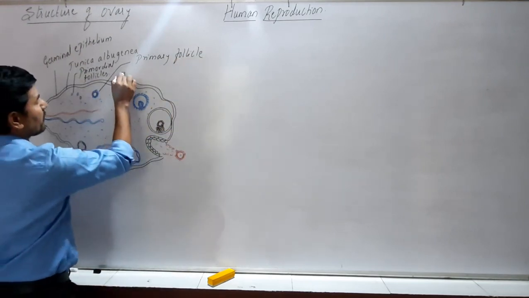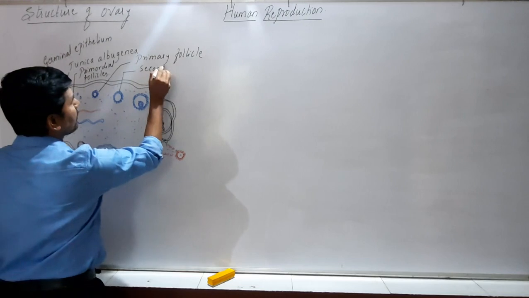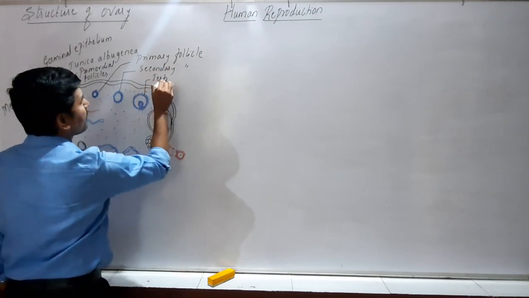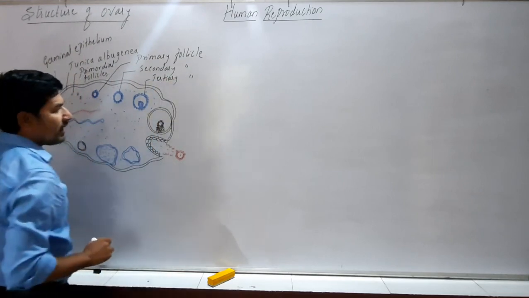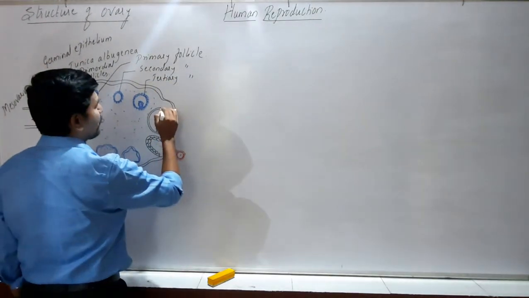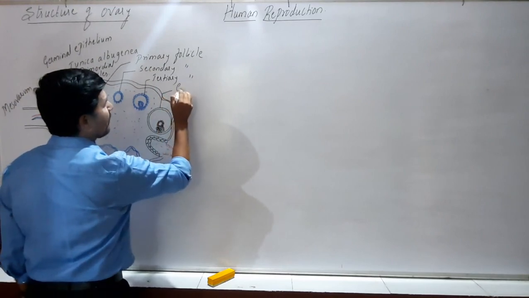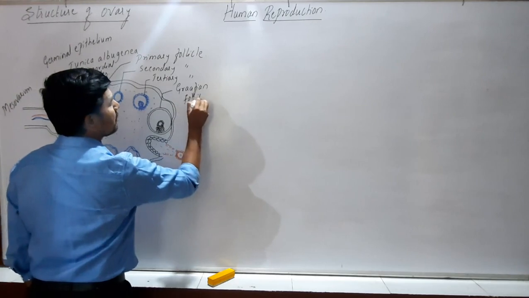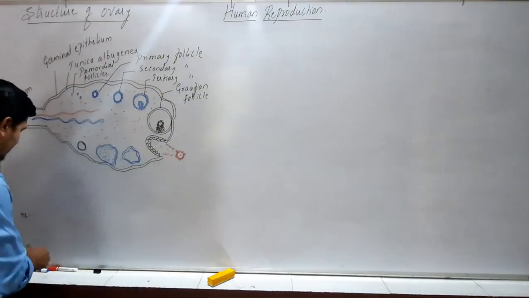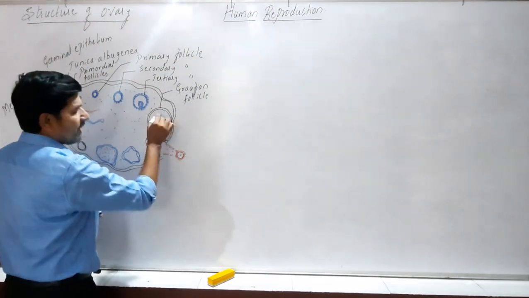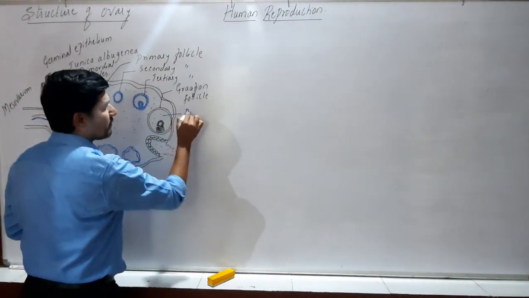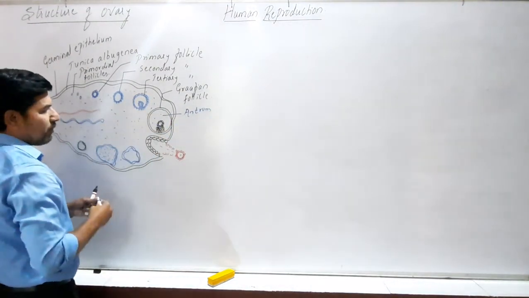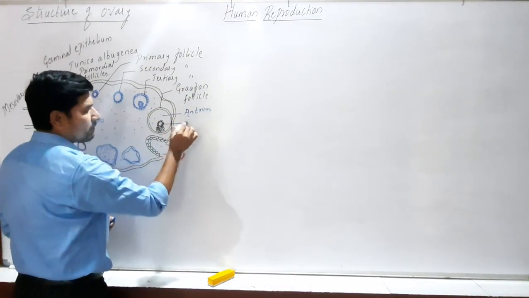It grows into the secondary follicle, develops into the tertiary follicle, and finally matures into the Graafian follicle. This Graafian follicle has a cavity inside, called the antrum, and it holds the ovum. This is the ovum.